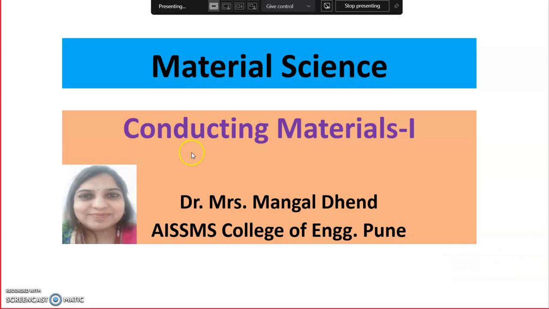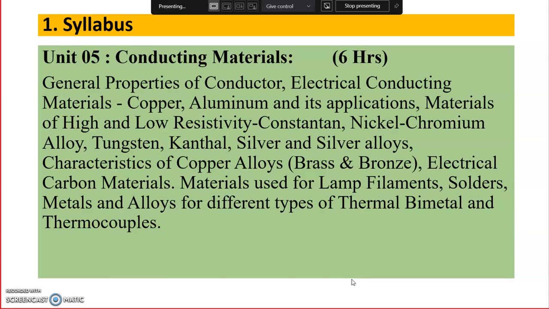In this session, we will start with the new unit, Conducting Materials, of the Material Science course, and then one by one, conducting materials we will study. Okay, so today in this session, we will start the introduction of conducting materials, main definitions. So, the syllabus of this unit, conducting material, is like this.